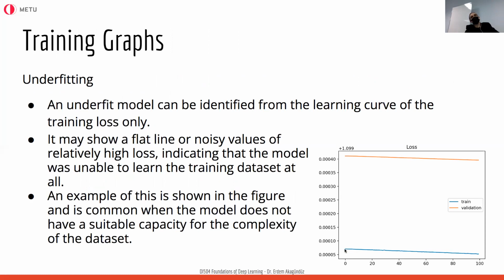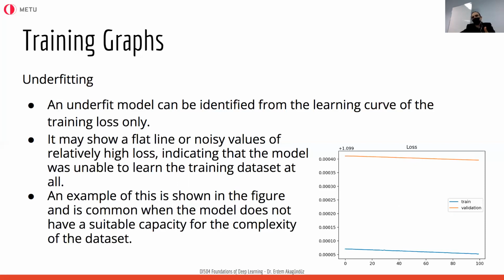So as you can see, the training loss decreases as the iterations go. The validation loss is also decreasing as the iterations go. This is not a bad graph. I mean, it's a bad graph I'm going to be talking about because it's underfitting, but still you are past the first stage.